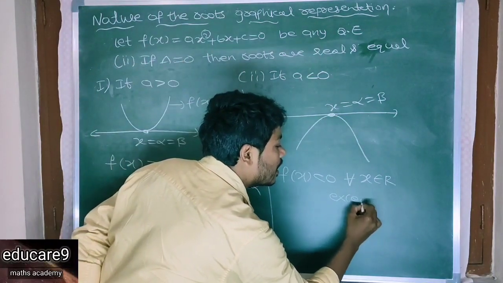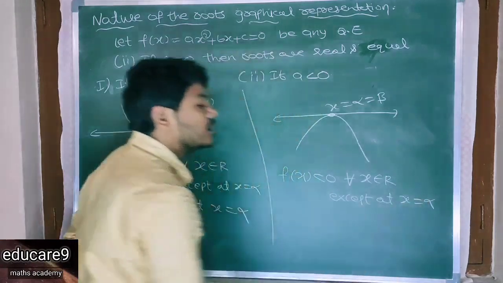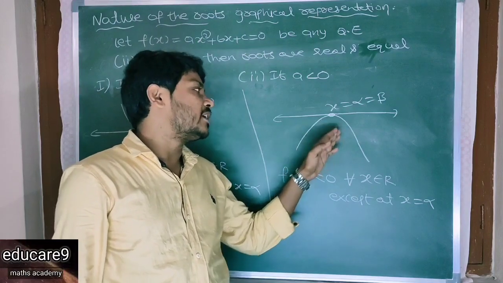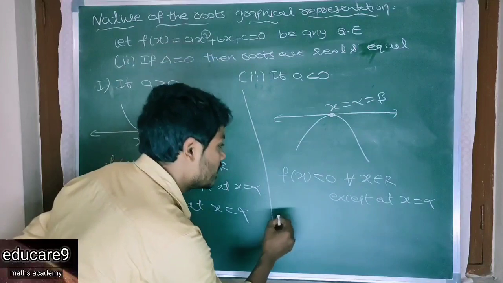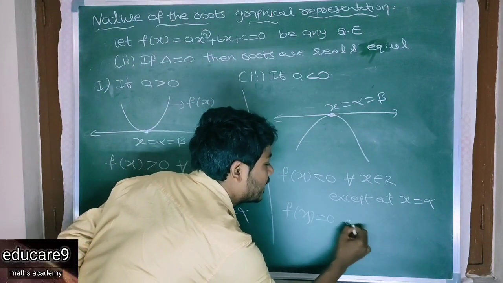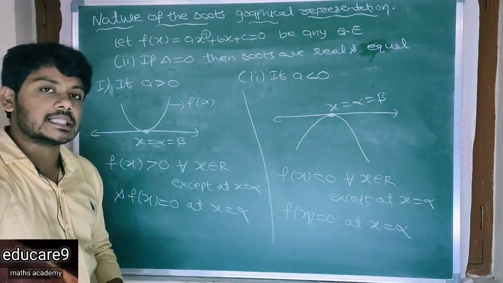Except at x equal to alpha. But at x equal to alpha, the graph touches the x-axis, means f of x is 0. f of x is equal to 0 at x equal to alpha. This is the second case.